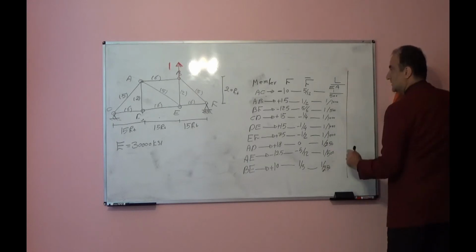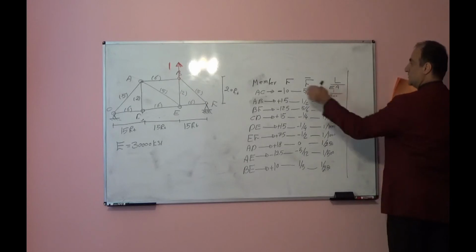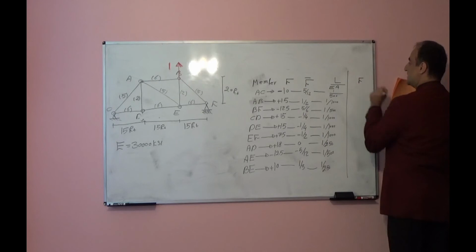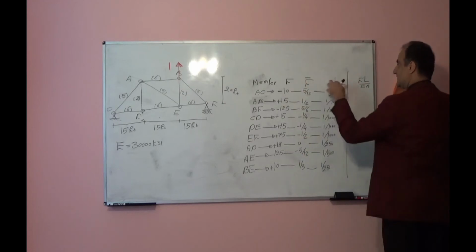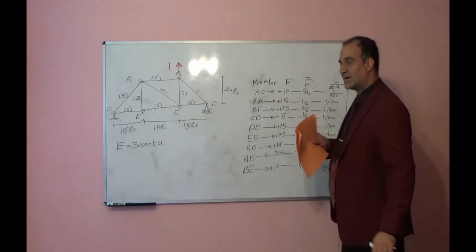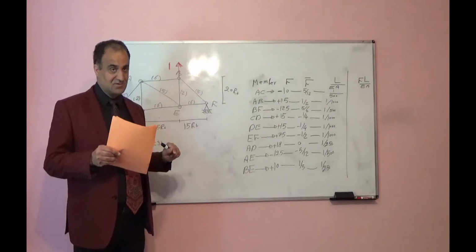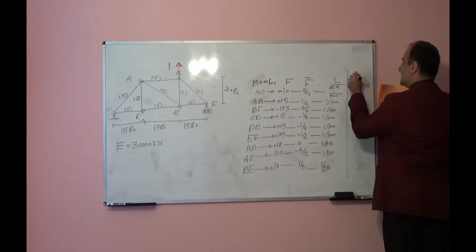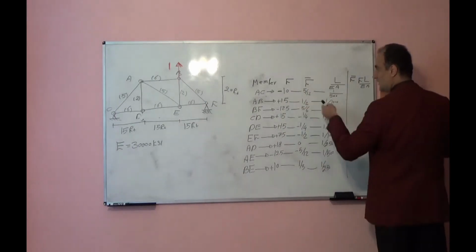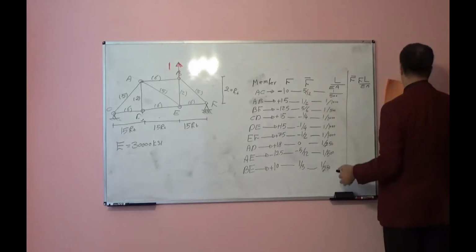Then you will multiply these together. It means you will multiply force in each member under real load times L over EA. If you multiply this column to this column, F times L over EA, you will find elongation or deformation in each member under real load times internal force under virtual load. So you will multiply 10 times 1 over 500 times 5 over 12 for each member.